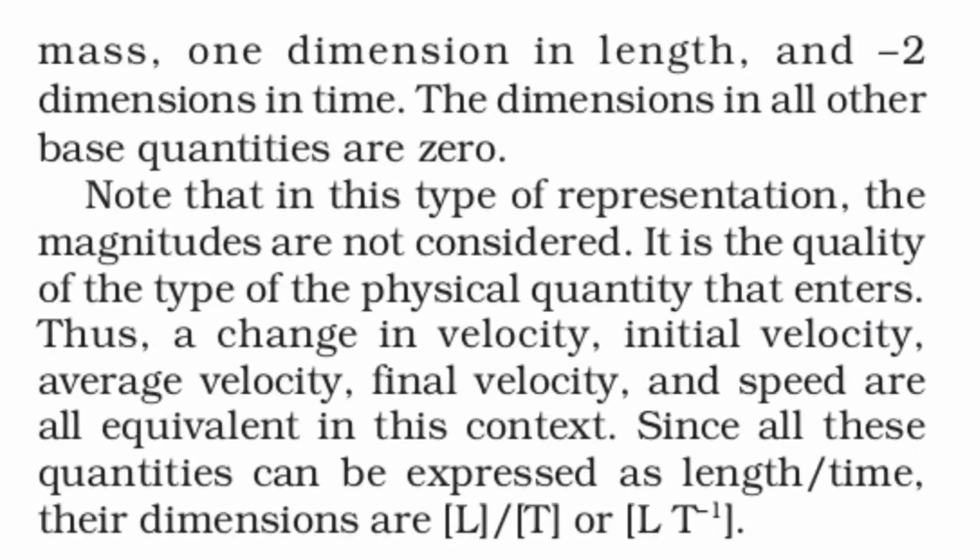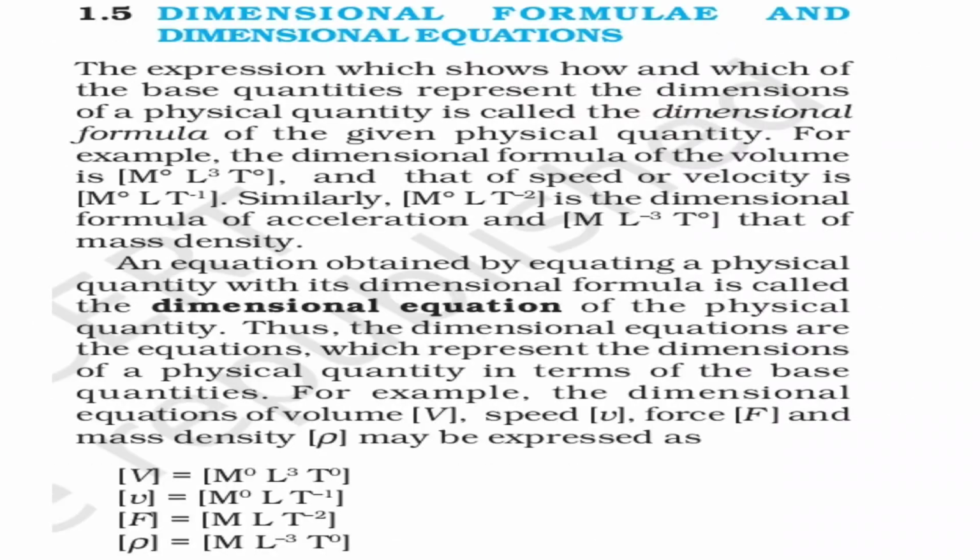Mass has 1 dimension, length has 1 dimension and time has minus 2 dimension. The dimensions in all other base quantities are 0. Note that in this type of representation, the magnitudes are not considered. It is the type of physical quantity that enters. Thus, a change in velocity, initial velocity, average velocity, final velocity and speed are all equivalent in this context. Since all these quantities can be expressed as length upon time, their dimensions are length upon time, that is L upon T or L T raised to power minus 1.